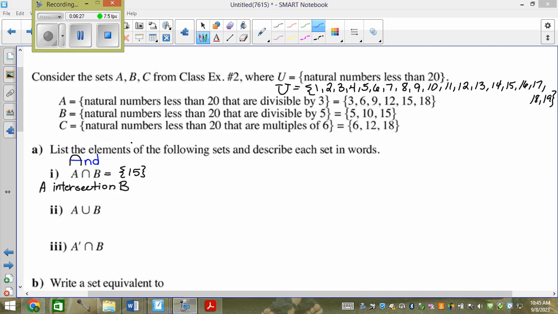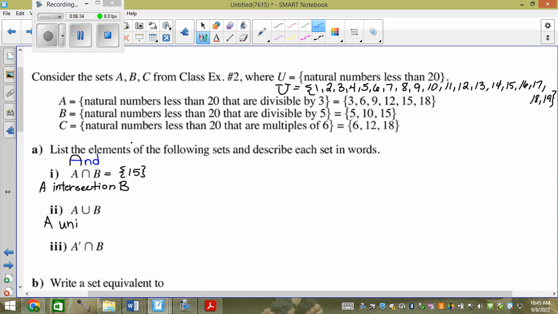What symbol is this? A union B. Now, A union B. Union, does it mean and? Could I write an and with that U? No, that would be silly. So it means what? Or, and or often means more. So if it is in A or in B, I write it. That's it. So if it appears in A or it appears in B, I write it.